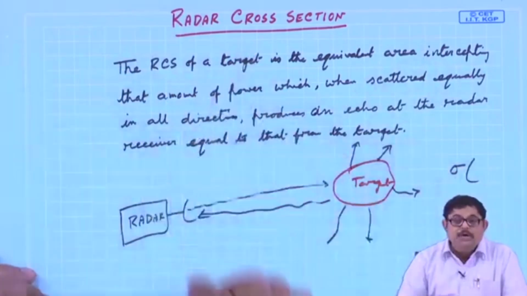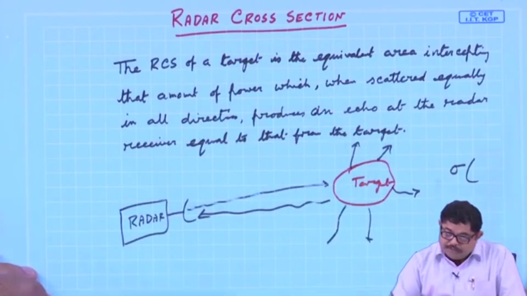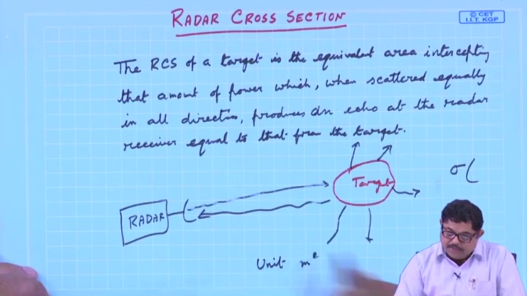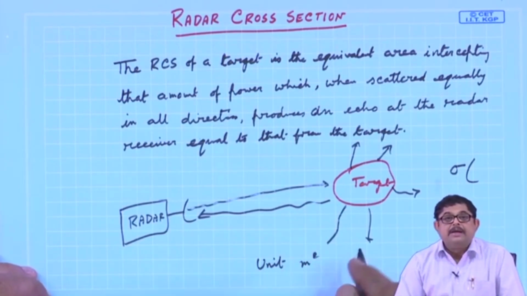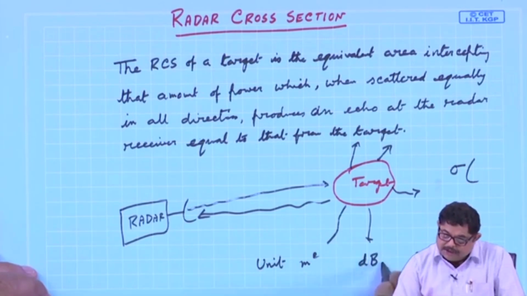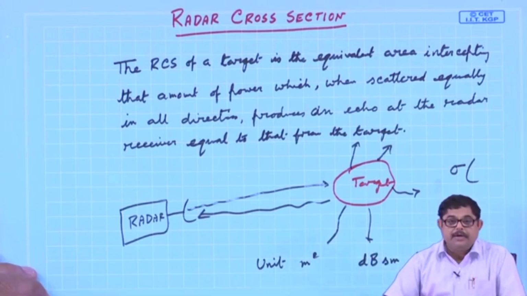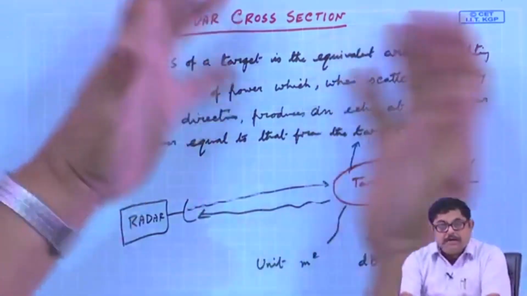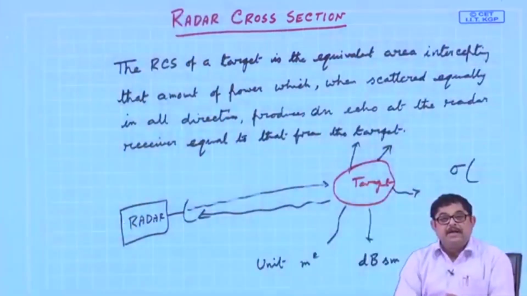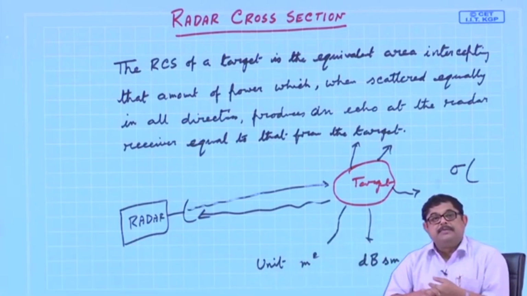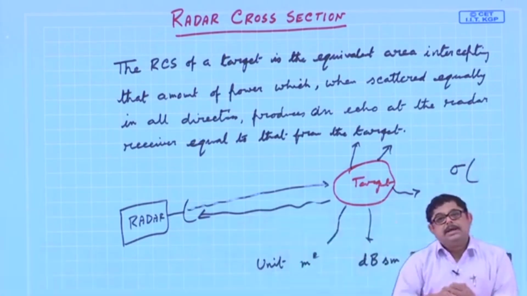Now, the unit of radar cross section is meter square, and if we express it on the dB scale, it is dBsm. So, we will continue this discussion. This is the definition, but to understand it we require a mathematical form of this definition, which we will discuss in the next class.